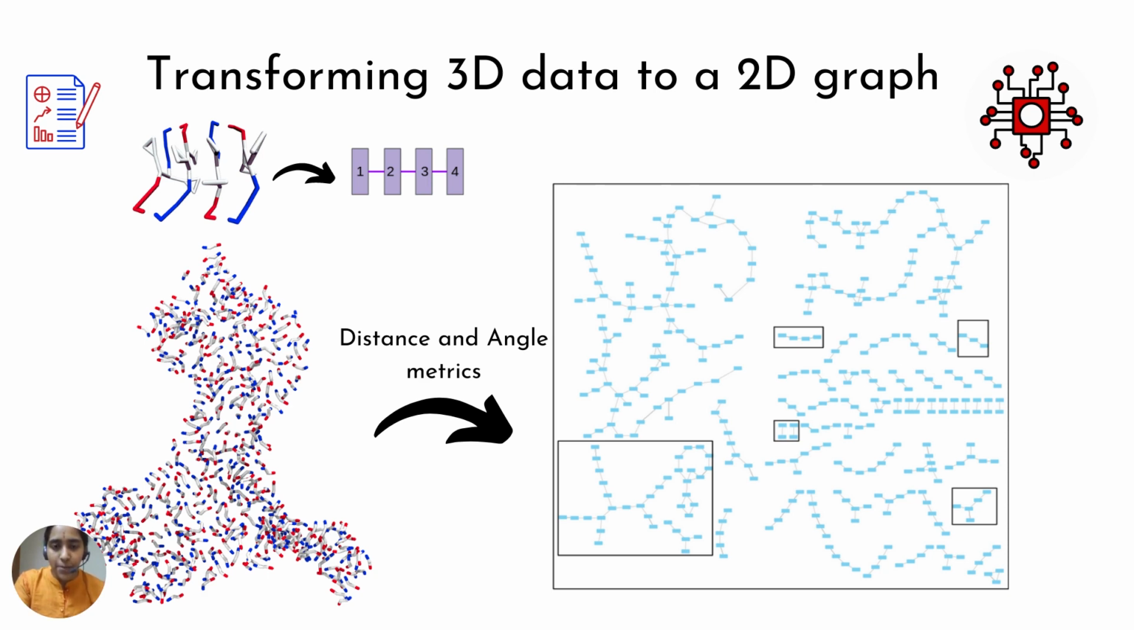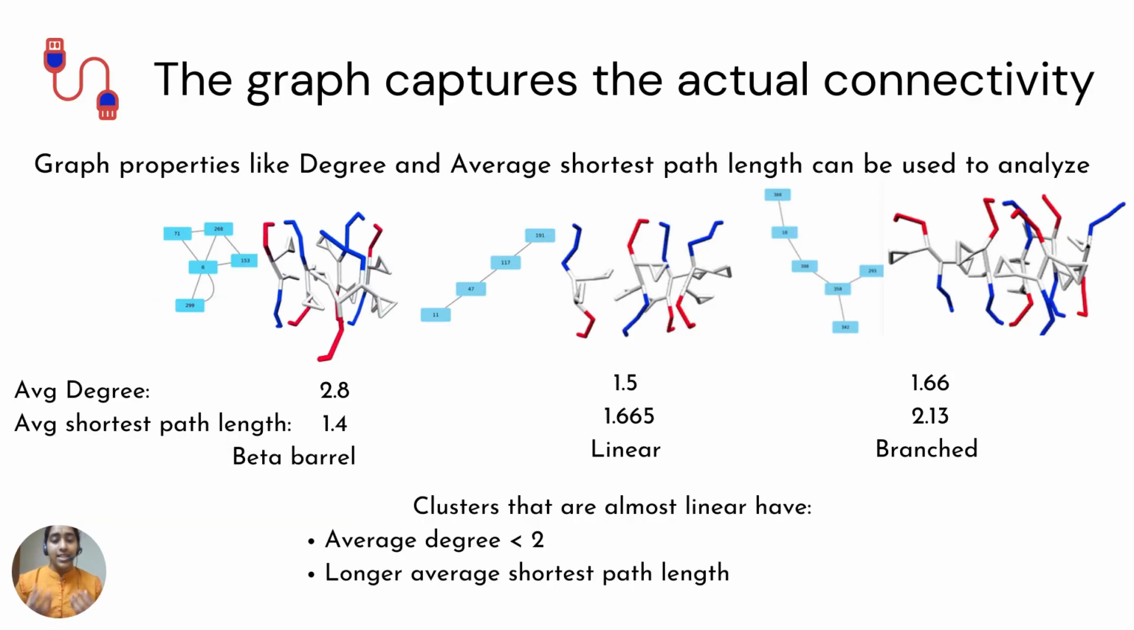Some of these connected components are indicated by boxes here, and each of these connected components actually indicates a locally ordered segment. Now, this effectively converts a complex, difficult to visualize 3D data into a very intuitive 2D graph. This graph also captures the actual connectivity of the proteins in the system.